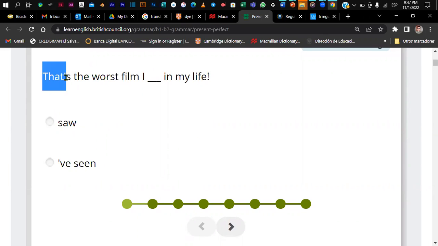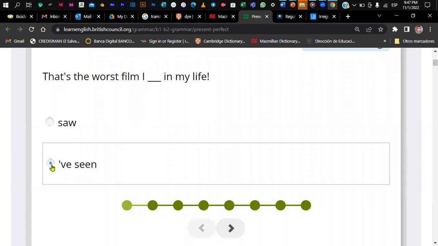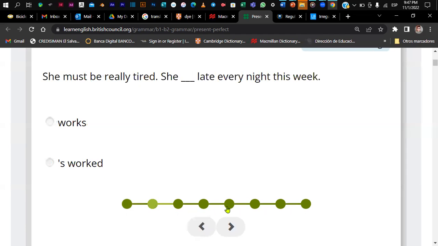See? This is the verb to be. That's, that's the words to film. I've seen in my life. Correct? Yes or no? Yes. I have seen. Okay, the contraction. Okay, next.